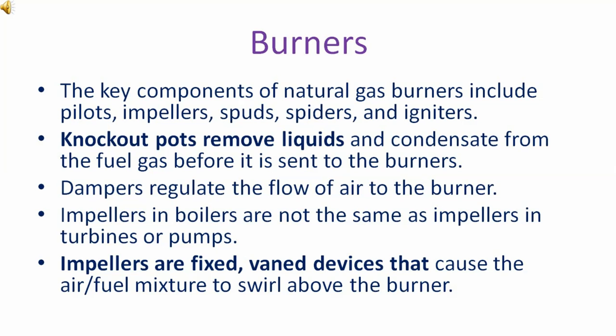Knockout pots remove liquids and condensate from the fuel gas before it is sent to the burners. Dampers regulate the flow of air to the burner. Impellers in boilers are not the same as impellers in turbines or pumps. Impellers are fixed vane devices that cause the air/fuel mixture to swirl about the burner.